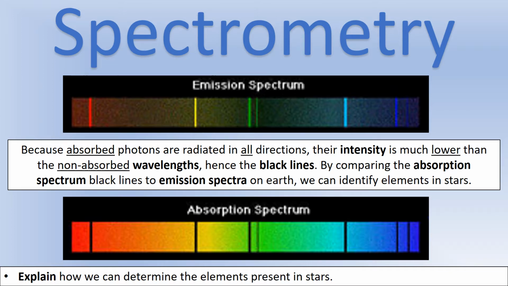And because we can measure emission spectra here on Earth, all we have to do is compare our black lines to the emission spectra, and we can figure out what a star is made of by looking at the wavelengths that are missing from their spectra.